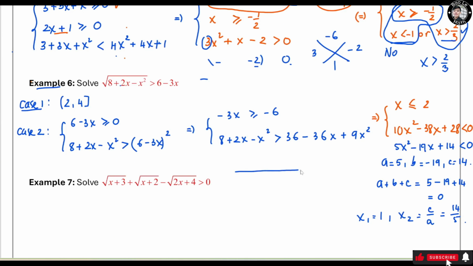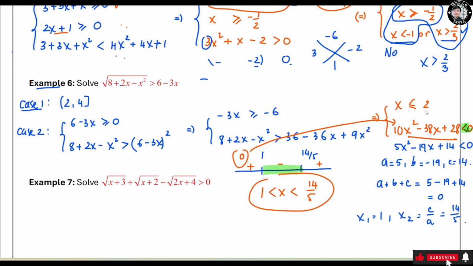So we put these two on the number line. 1 right here and 14 over 5, right? Now we're going to check the interval. So I pick 0 right here, substitute back into the inequality right here, right? So I get 28, which is positive, right? And this is negative, this is positive, right? Now I need this to be less than 0, right? So only this interval is satisfied, right? Your solution for the second inequality should be 1 less than s less than 14 over 5, right?